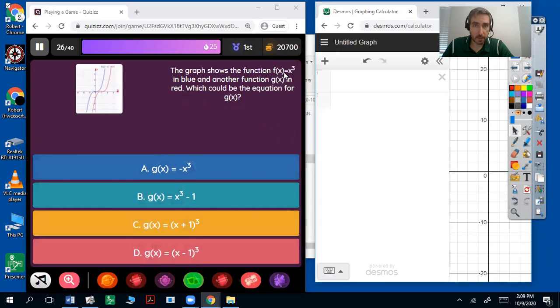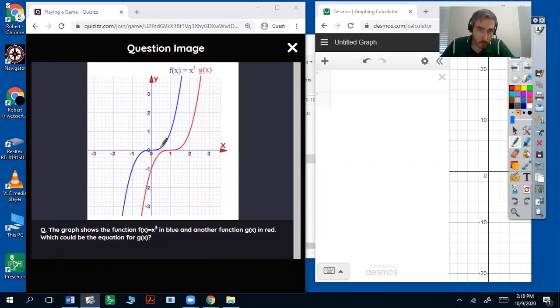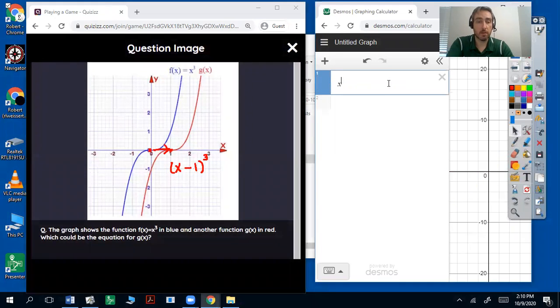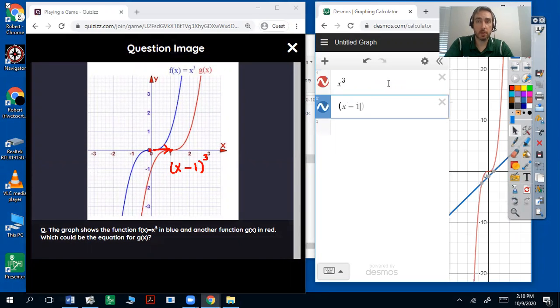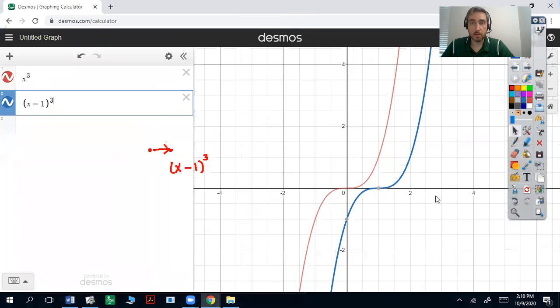The graph shows a function f of x equals x cubed in blue and another function g of x in red. Which could be the equation for g of x? Well, in blue, the graph is x cubed. In red, it's the same graph but shifted right. And it looks like it went right 1 unit. So right 1 unit in parentheses would be x minus 1. So that's a third power, so it'll be x minus 1 to the third power. This is the original, x to the third. This one would be parentheses x minus 1 raised to the third. And if we zoom in on that a little bit, you would see what we're talking about.